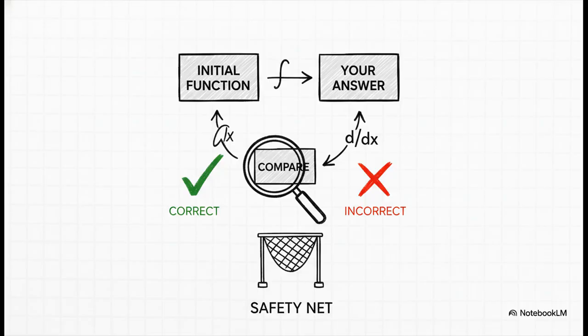So, with all these traps, what's your safety net? It's simple, and it's the best habit you can possibly develop. If you're ever unsure about your answer, just differentiate it. If you get back the function you started with, you know you're correct. If not, it's time to go back and check your work.